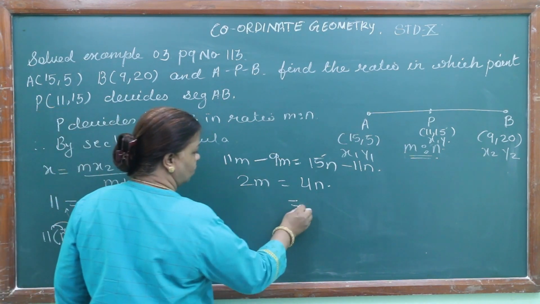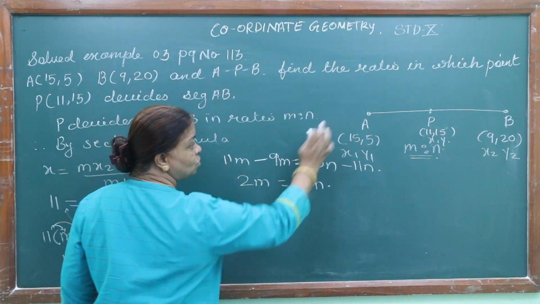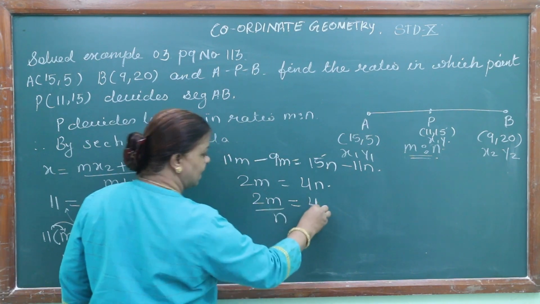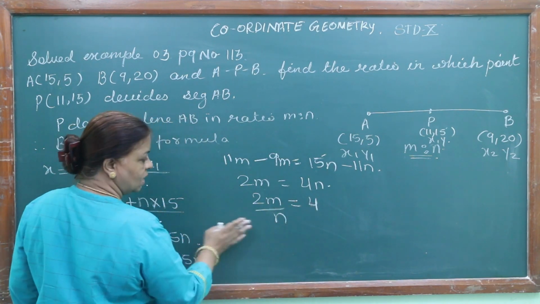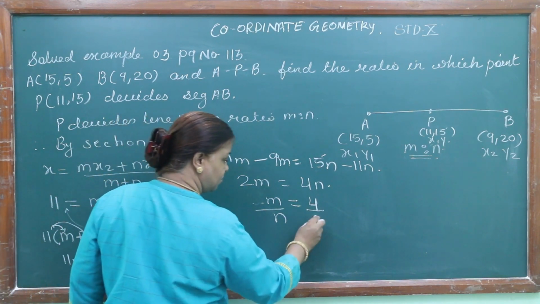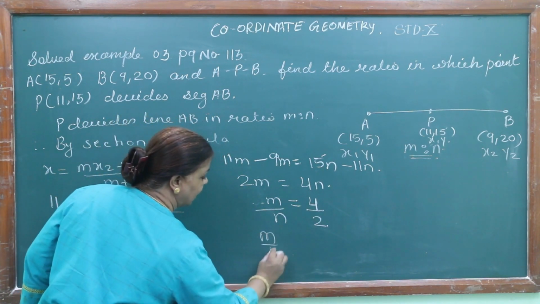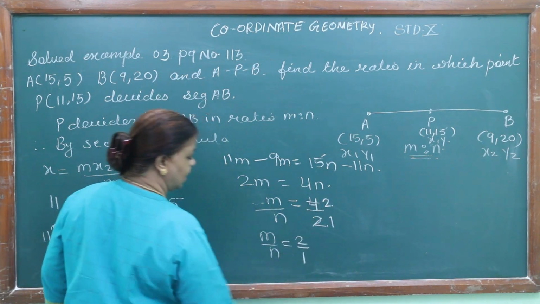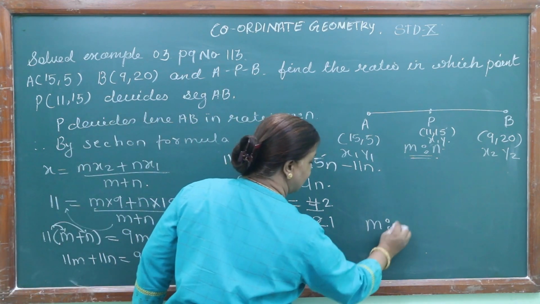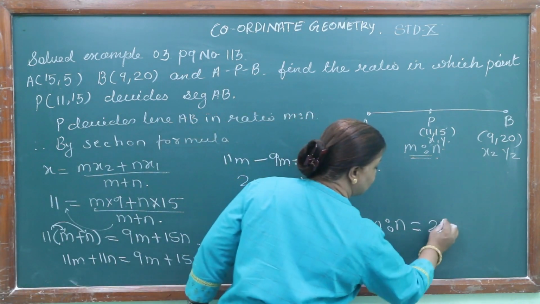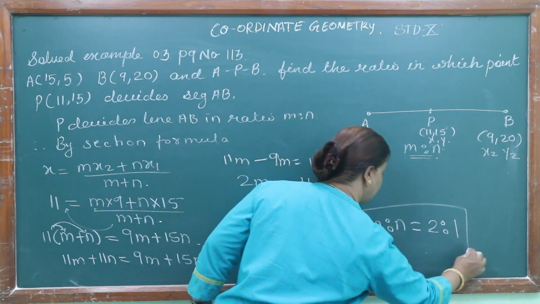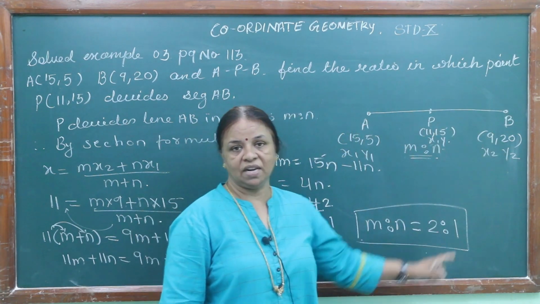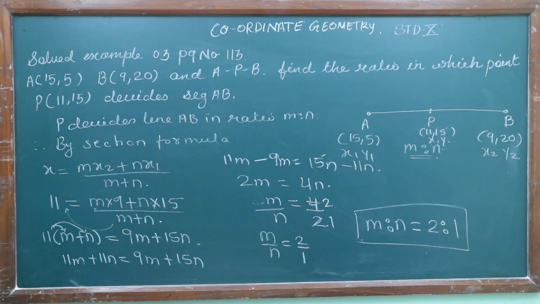Okay. Now, what I will do, I want m is to n. So m is here, 2m upon n, 4 remains there. I shifted n below, and now from here I will take 2 and shift it down. So m upon n, I am getting 4, 2 ones are 2, 2 twos are 4. So 2 upon 1. That means m is to n is equal to 2 is to 1. And we got the ratio in which point P divides the line segment AB in the ratio 2 is to 1. You can pause the video and you can solve the sum, children.